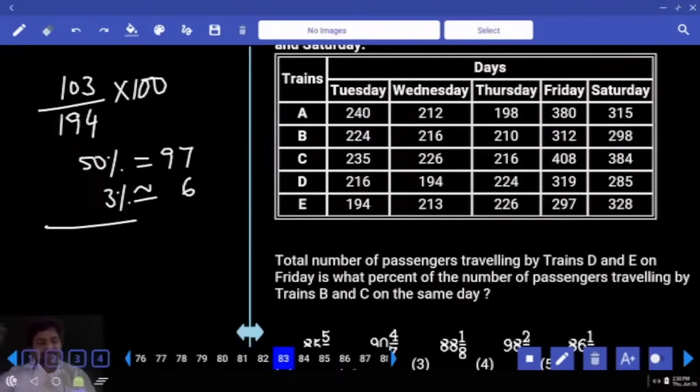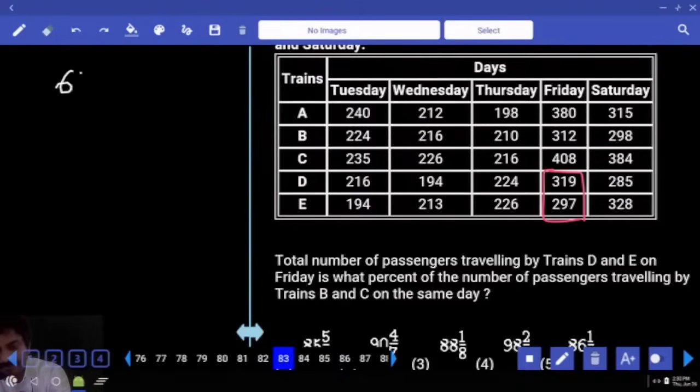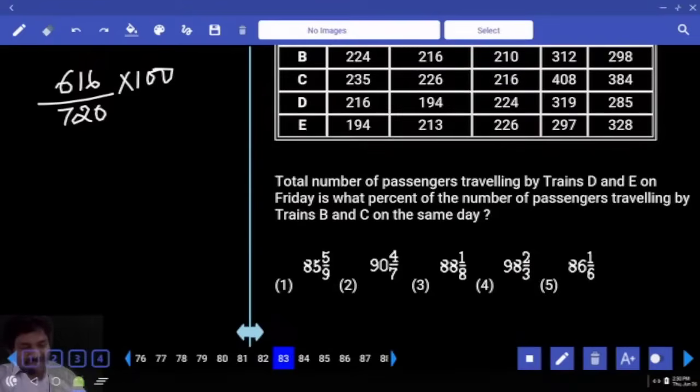Total number of passengers traveling by train D and E on Friday. D and E on Friday, 616. 616 is what percentage of the number of passengers traveling by trains B and C on the same day? B and C on the same day, which is 720. With respect to 720, that is what percentage? That's the question, correct? Go to options. Nearby 85 and then 90. Got it?